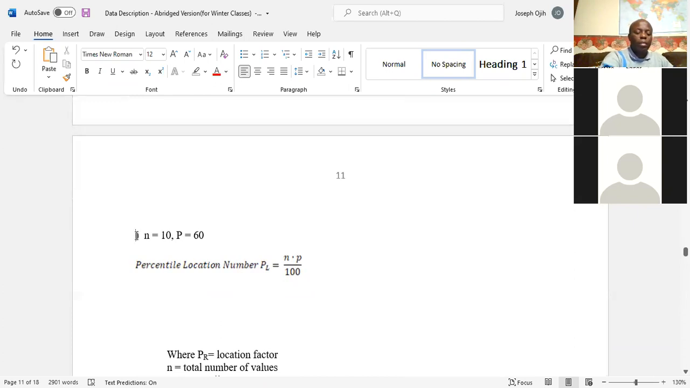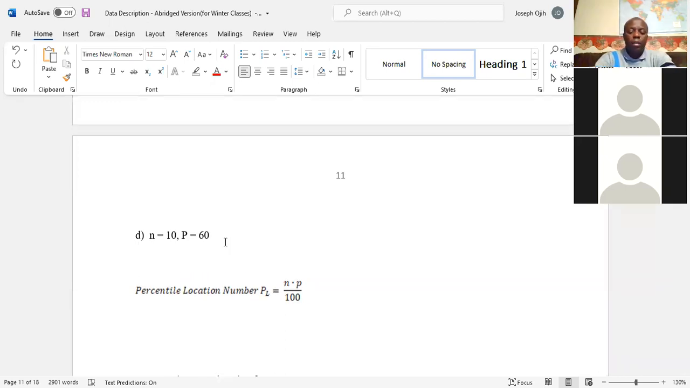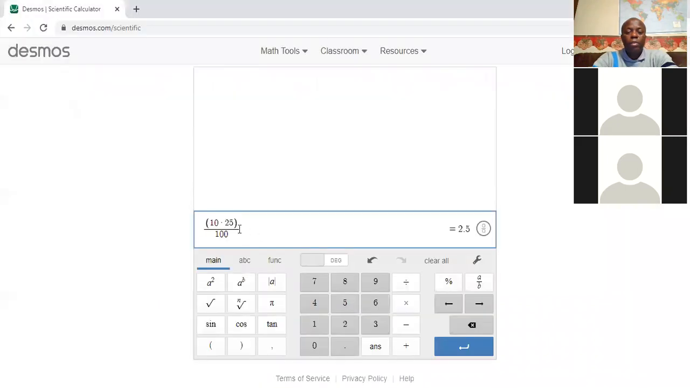Now, sometimes like this one we're about to do now will be different because in this case we don't have a single number. It says NP. So in that case, if we plug it in, P60 becomes N times P, which is 10 times 60 over 100, which gives us 6. As you can see, 10 times 60 over 100 is 6. So there's no decimal part here.